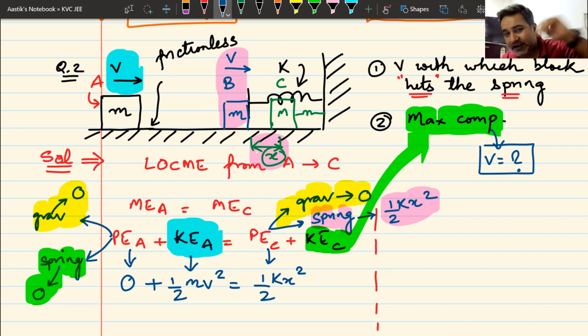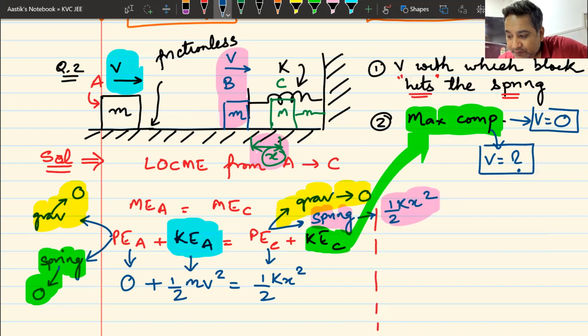And at one point in time, what will happen? The velocity of the block becomes zero. When the velocity of the block becomes zero, the spring cannot compress any further. It will stop there for an instant and then the spring will start to expand. Do we understand this?